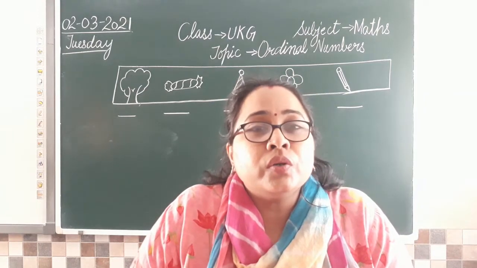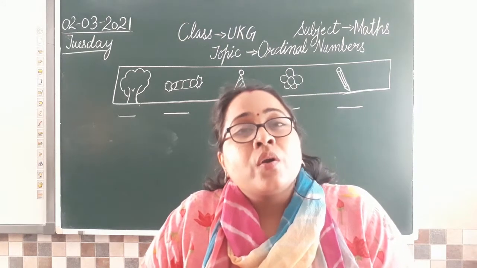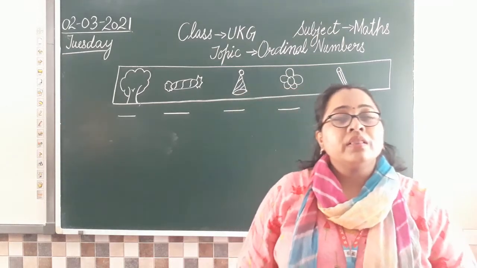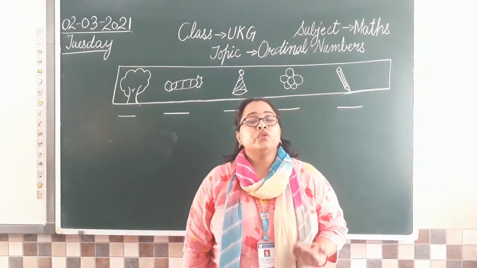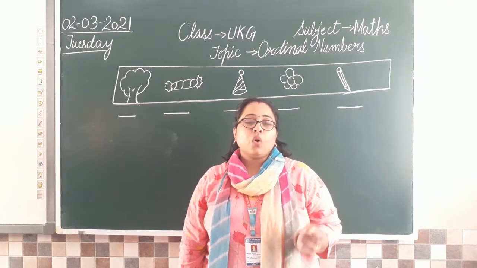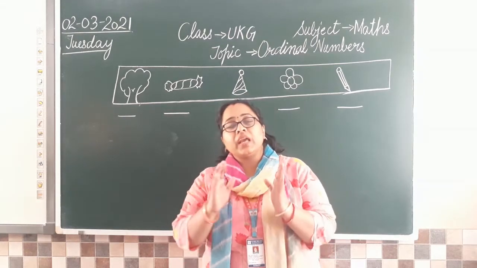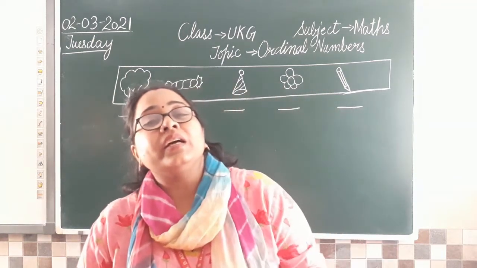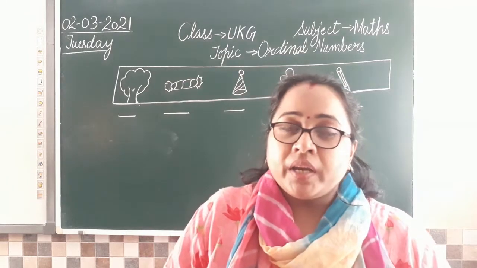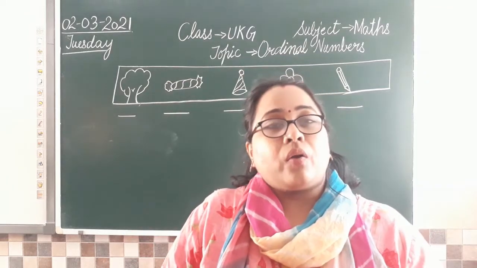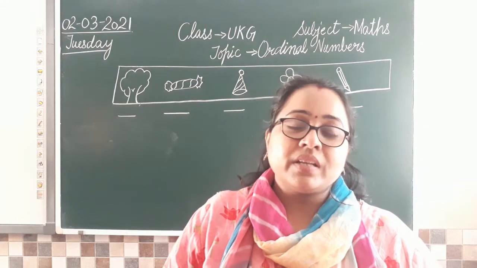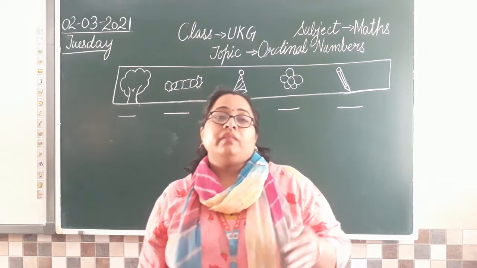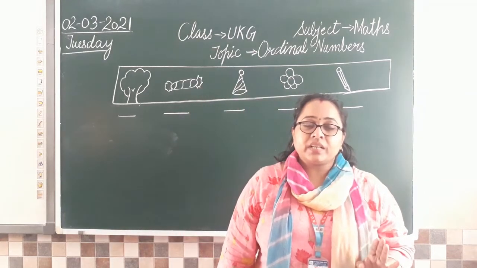So what are we going to do? We are going to revise ordinal numbers. If you remember, we have done this topic, ordinal numbers. Today we are going to do a revision of them. So what are ordinal numbers? Can anyone tell me? The numbers that are telling the position of an object, picture, are called ordinal numbers, isn't it? Any number that is telling the position, they are ordinal numbers, isn't it?